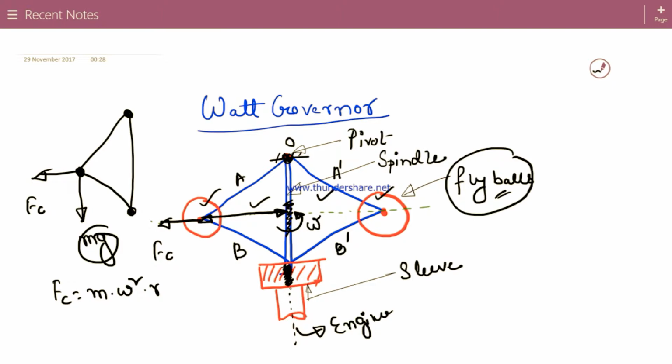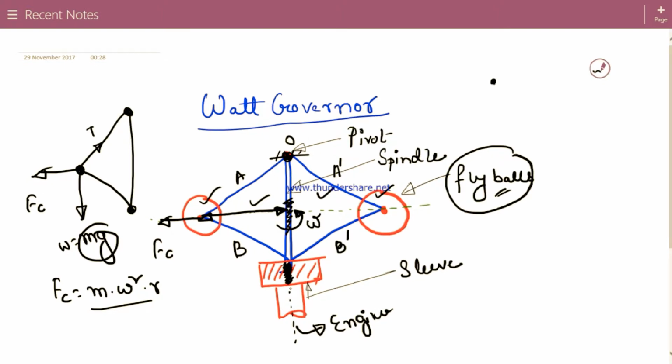This distance r is from the center of the ball to the center of the spindle, because the spindle has its own axis on which it is rotating. So Fc, the centrifugal force, is m omega square r, and this is mg. There will be a tension created here, so there are three forces: the weight of the fly ball, considering the left portion of the governor, the centrifugal force, and the tension.